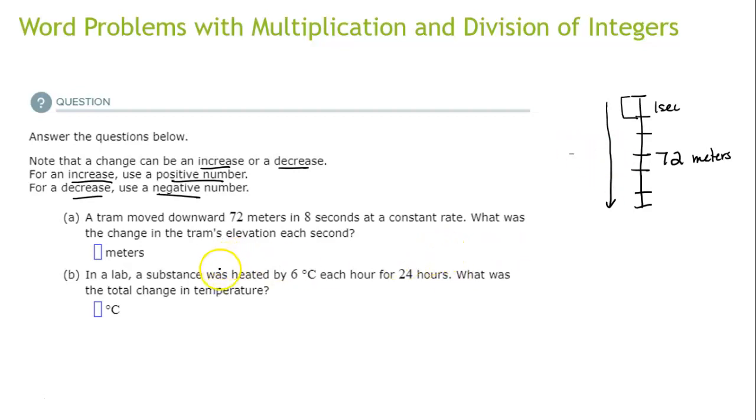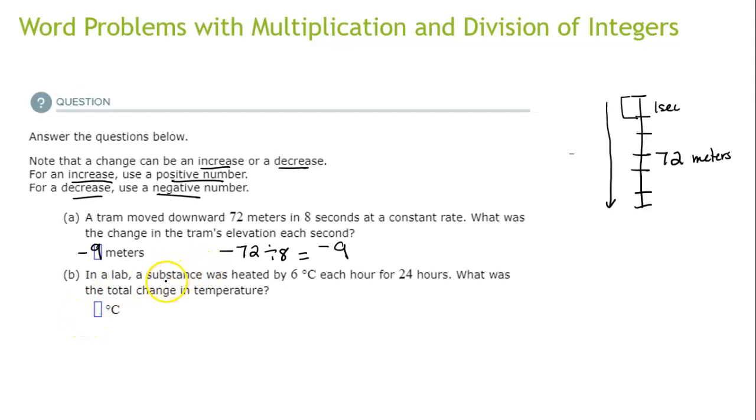So I want to divide 72 by 8, but it's moving downwards, so it's -72 divided by 8. I don't need the 8 seconds to be negative, but I am moving downwards, so it's -72 meters. 72 divided by 8 is 9. The signs are different, so it's negative, so you should say -9 meters for that.